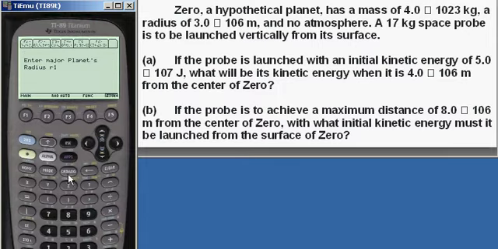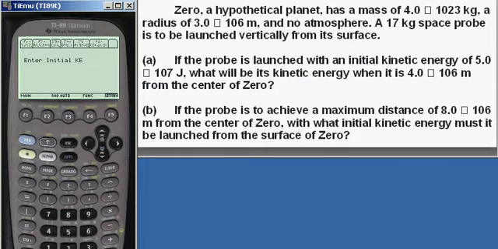The radius is given as alpha 3 double E to the 6. I have to be careful with this simulator. If you do it too fast, it'll screw up on me.